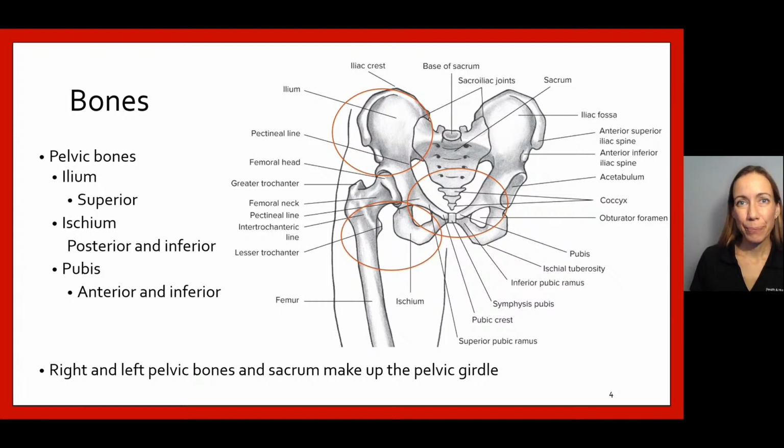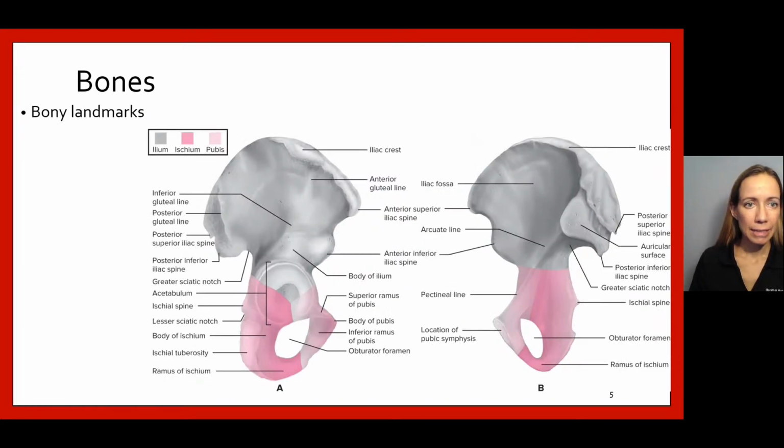And again, both of the pelvic bones together on the right and the left, along with the sacrum, make up our pelvic girdle. This image here also does a nice job of showing these three regions of the pelvic bones. In gray is the ilium. In the darker pink color is the ischium. So you can see it is inferior and on the posterior aspect. And then also inferior, but on the anterior aspect, shown in light pink, is the pubis region.